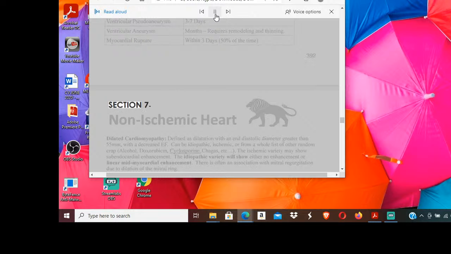Section 7. Non-ischemic heart. Dilated cardiomyopathy, defined as dilatation with an end diastolic diameter greater than 55 mm, with a decreased EF. Can be idiopathic, ischemic, or from a whole list of other causes: alcohol, doxorubicin, cyclosporine, Chagas, etc. The ischemic variety may show subendocardial enhancement. The idiopathic variety will show either no enhancement or linear mid-myocardial enhancement. There is often an association with mitral regurgitation due to dilation of the mitral ring.